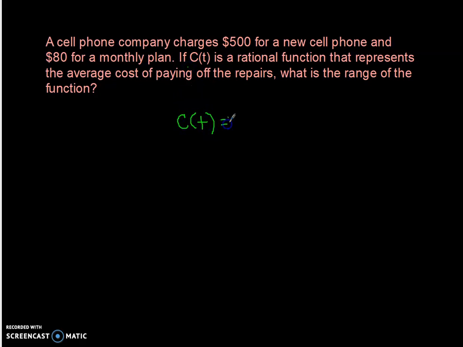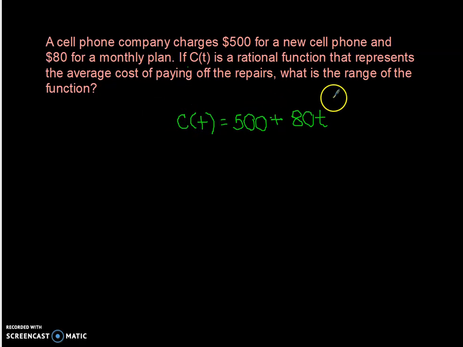So if I find the cost, that means that $500 is the initial amount for the phone itself, that's a constant. Nothing's going to happen there. So with that, I will add 80 times t, where t represents each month. Now, for this, there is a whole lovely formula for average cost of paying off the repairs, but in the end, this is just asking for the range of the function.